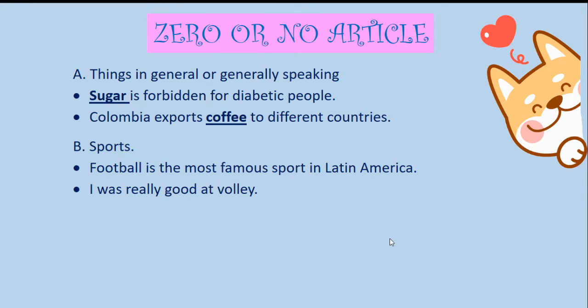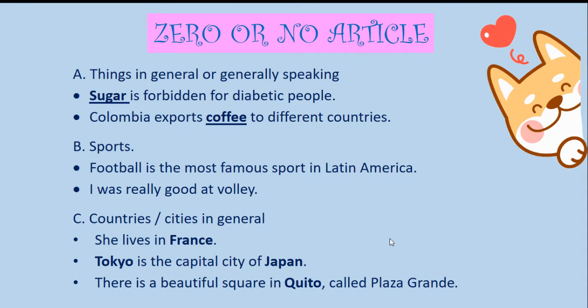Okay, nothing there. As I said before, when you have countries or cities in general, we have no article. Okay, so we have to say she lives in France. Tokyo is the capital city of Japan. There's a beautiful square in Quito called Plaza Grande. Okay, so France, Tokyo, Japan, Quito, they don't need any article.